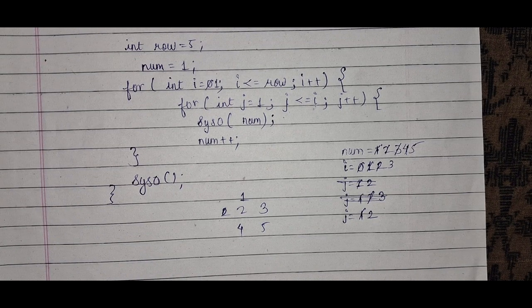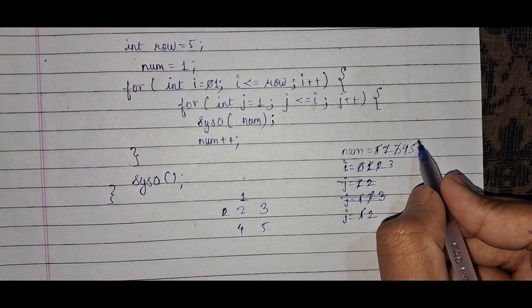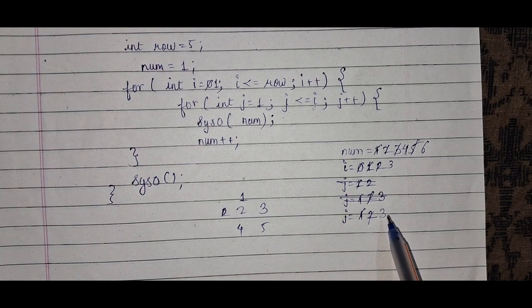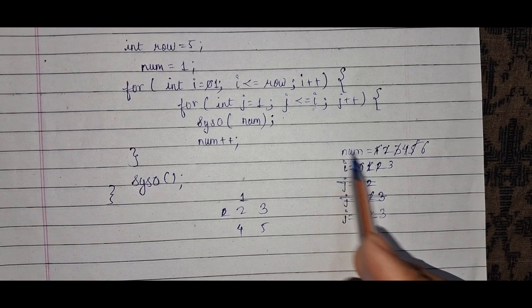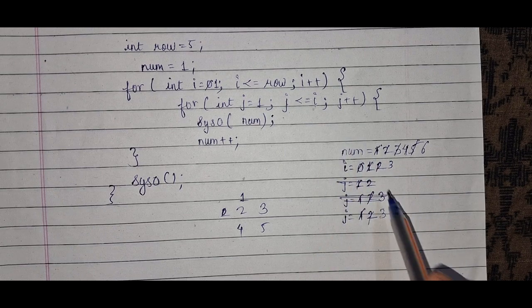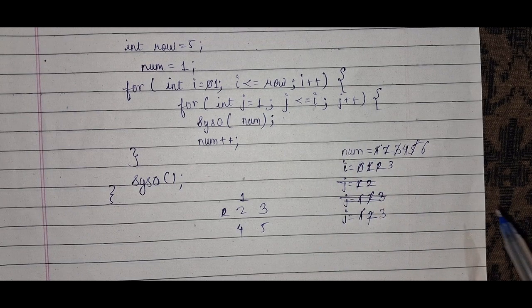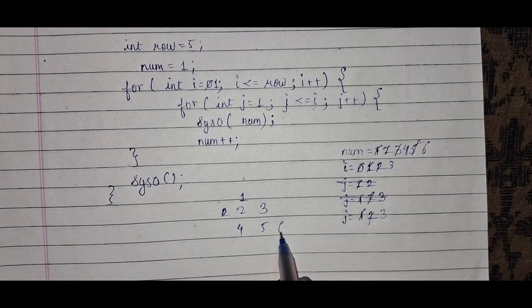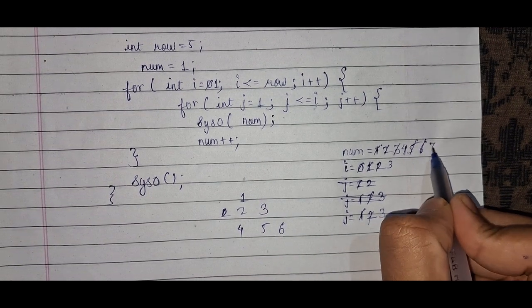Now j's value gets updated and also num's value gets updated. Now j's value has become 3. Now it will check the condition: is 3 less than or equal to 3? Yes, the condition will be true, then it will print the num, that will be 6, and update the num by 1.